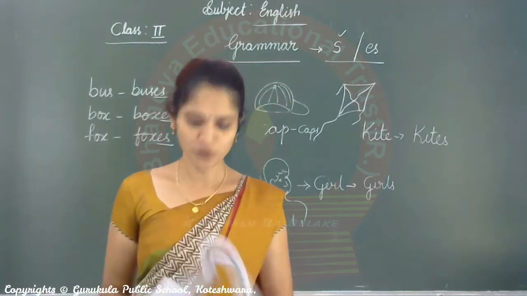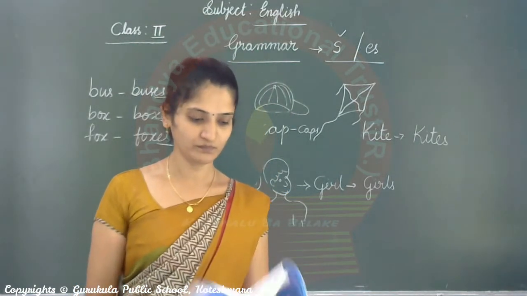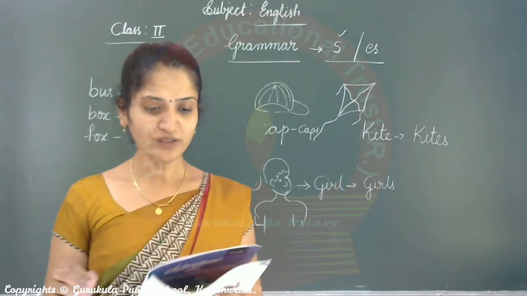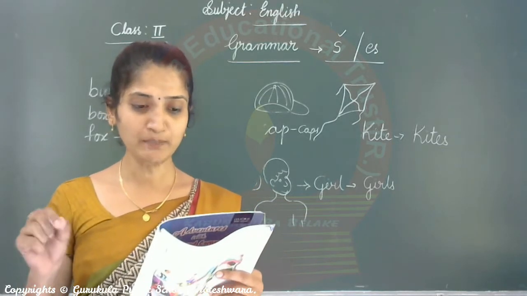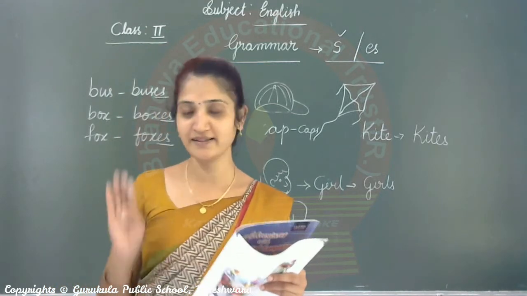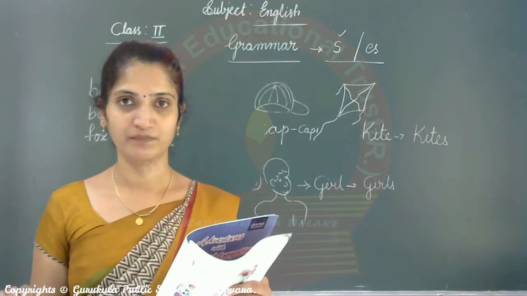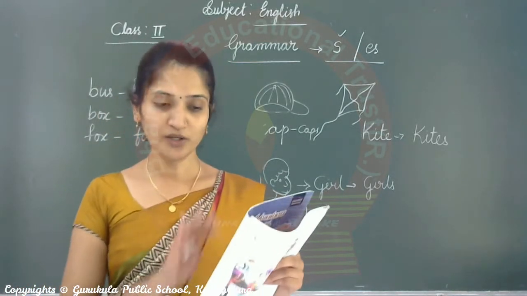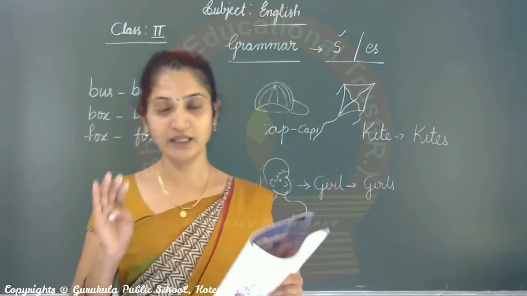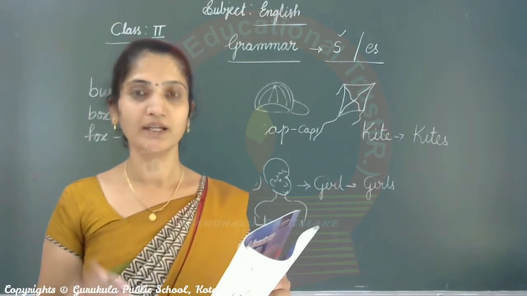Any doubt here? S and es. Okay, next, come to next page. Here, next exercise. Look at the pictures and fill in the blanks. You only think and write the correct answer. Add s or es wherever required. Look at the picture and read the sentence carefully. If anywhere it needs es, add es. If it is only one, add s only.